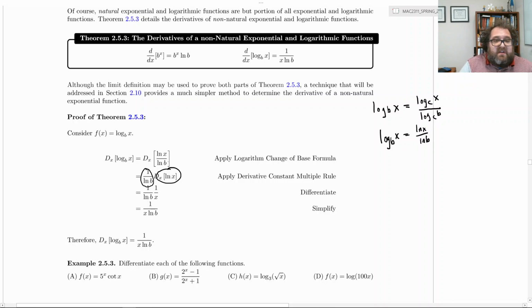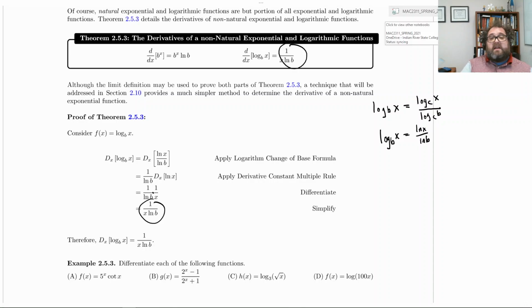and now we can take the derivative of natural log x, which we just talked about in the previous video. The derivative of natural log x is 1 over x. So we just get 1 over natural log b times 1 over x, and then you multiply those together, and you get precisely what we set up here in theorem 2.53. Okay, so we didn't need any heavy lifting there.